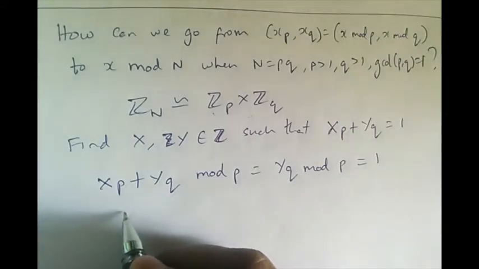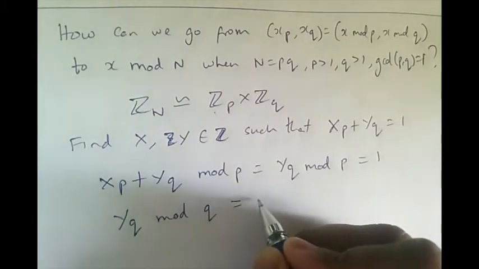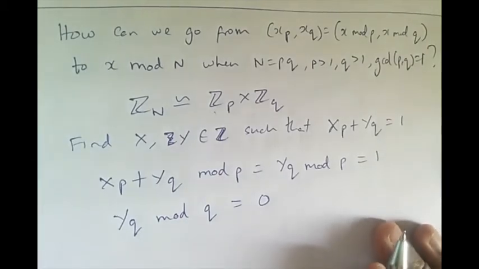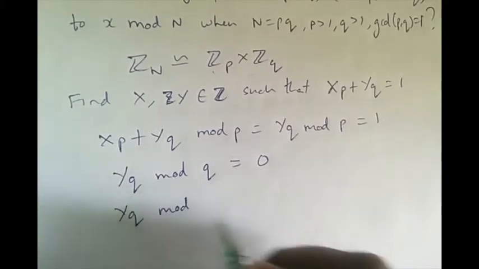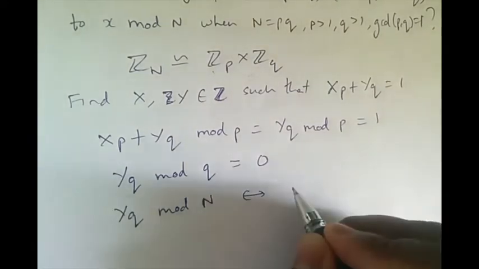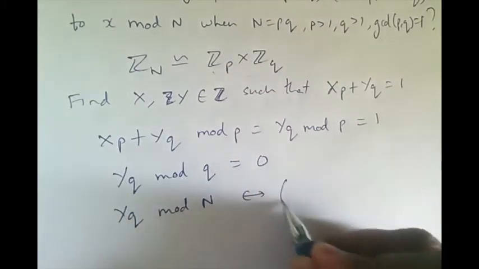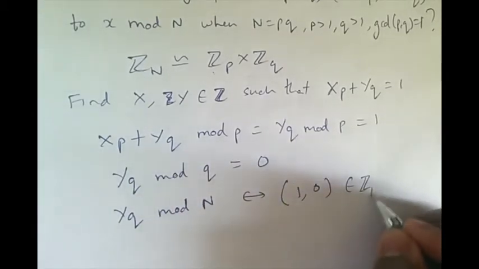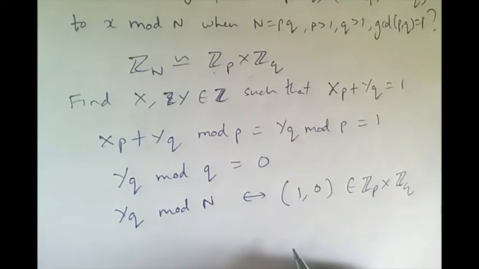But yq is a multiple of q. So yq mod q is also 0, because a multiple of q modulo q is 0. So that means that if I look at the integer yq modulo n, that will map, in this set Zp plus Zq, to yq mod p, which we said is 1, and yq mod q is 0. So the integer yq maps to 1 comma 0.